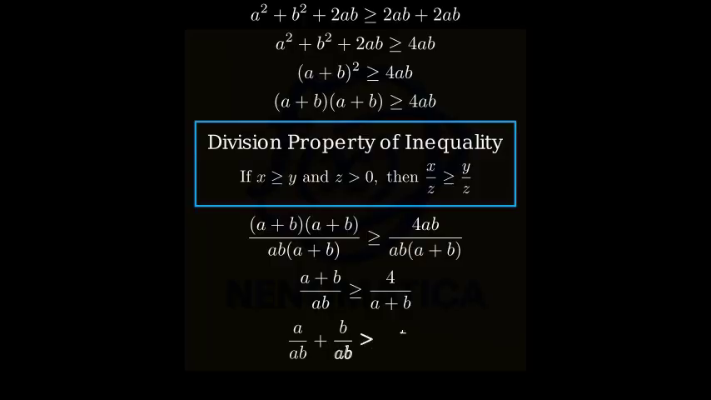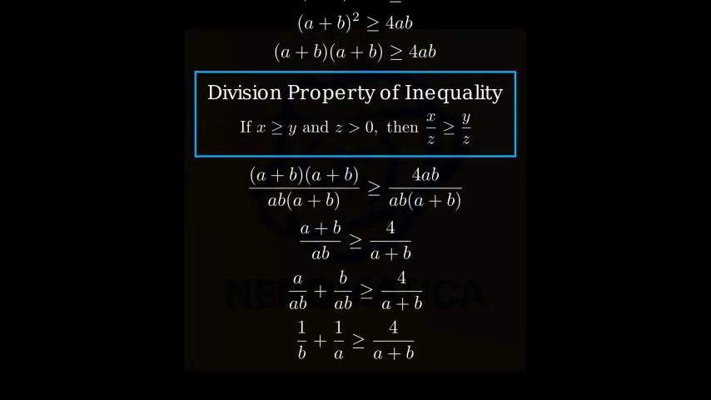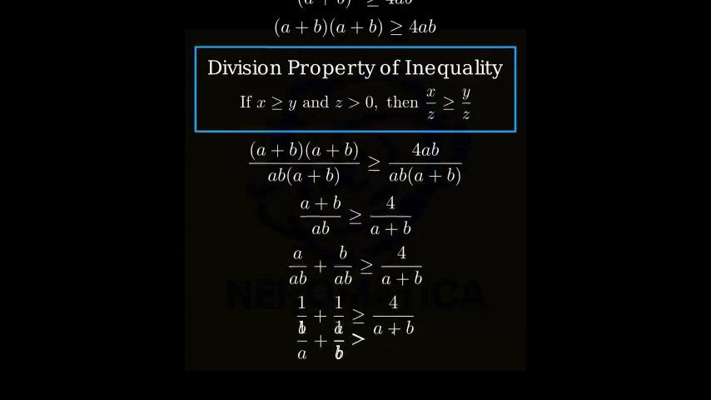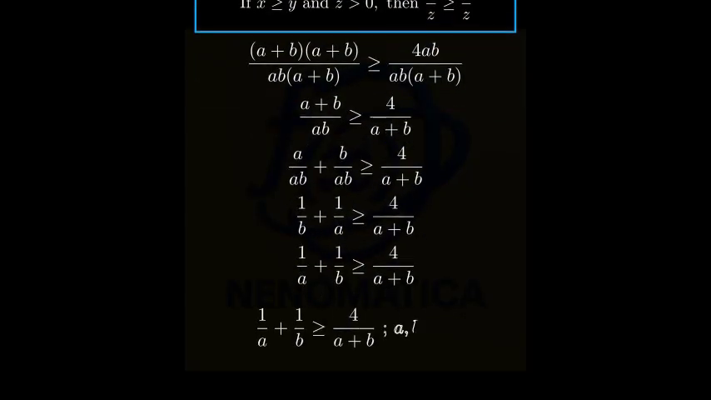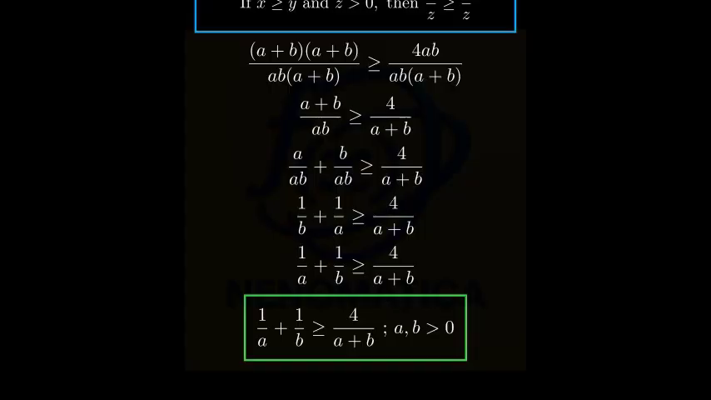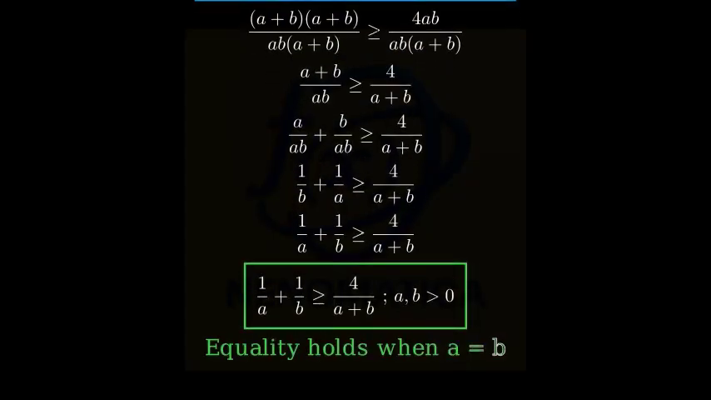Let's further simplify the left side. We can rewrite a plus b divided by ab as a over ab plus b over ab, which simplifies to 1 over b plus 1 over a. Finally, we can rewrite this to match our original theorem statement. We get 1 over a plus 1 over b is greater than or equal to 4 over a plus b, and thus, we have proven the theorem as stated. It's important to note that equality holds only when a equals b. In that case, both sides of the inequality would be equal to 2 over a.